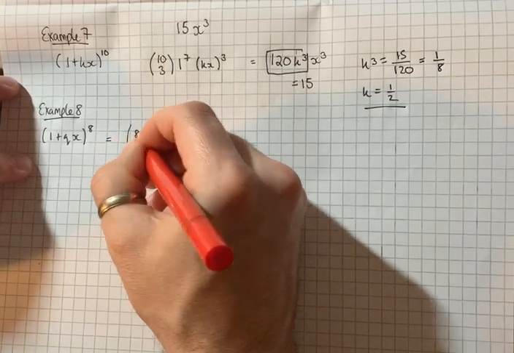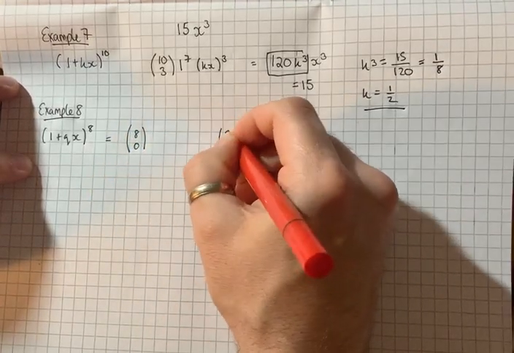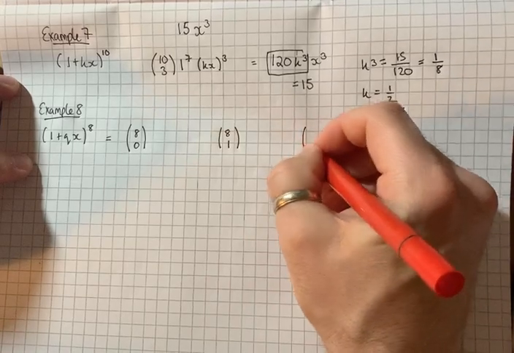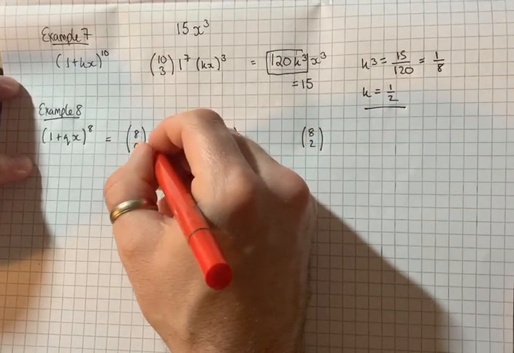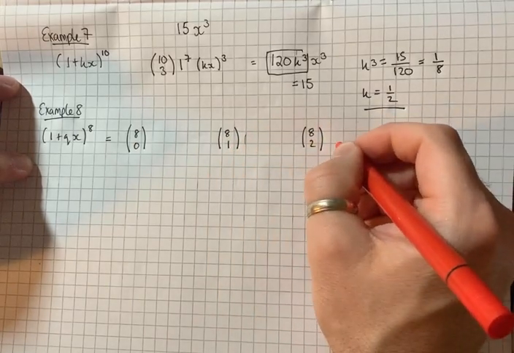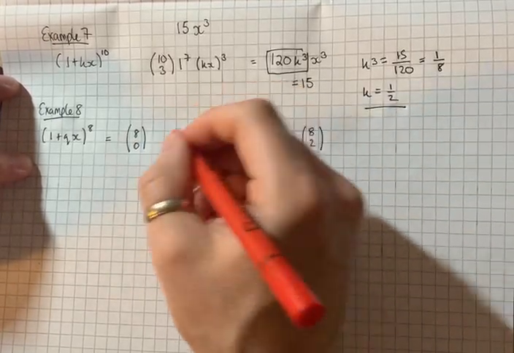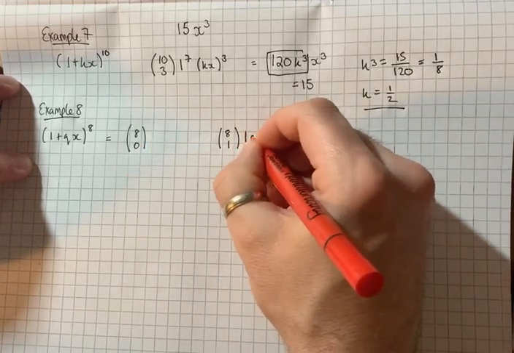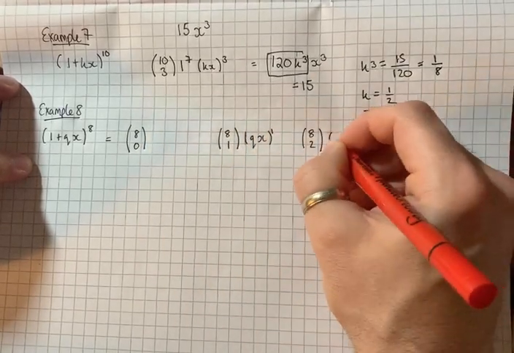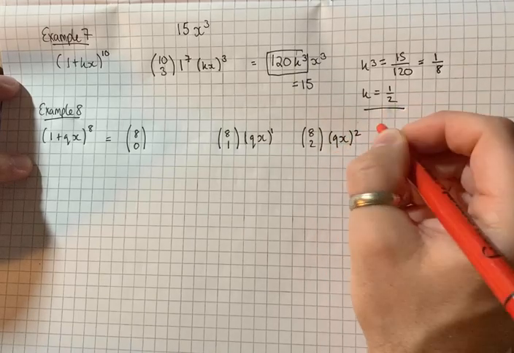So you can have 8 choose 0, which is 1, 8 choose 1, which is 8, 8 choose 2, which I'll have to work out in a minute, 1 to the power 8, 1 to the power 7, 1 to the power 6, but it's 1, so who cares? qx to the power 0, don't worry about it. qx to the power 1, qx to the power 2.